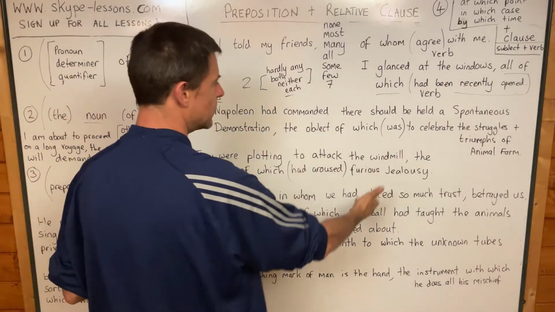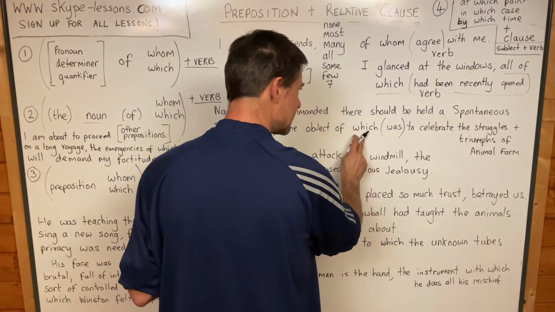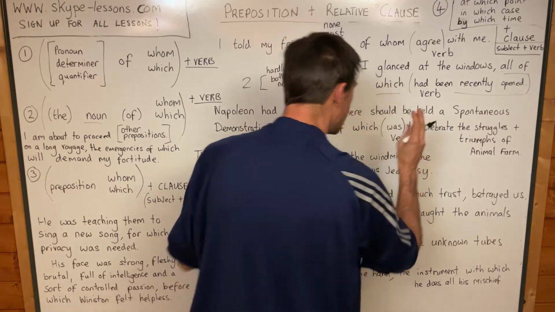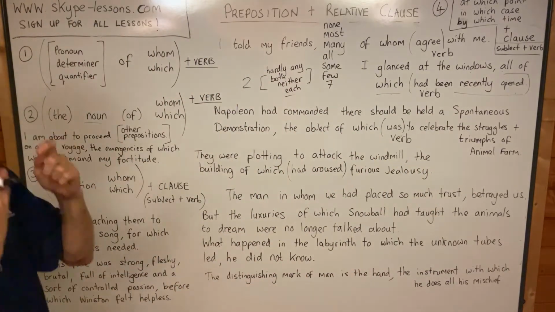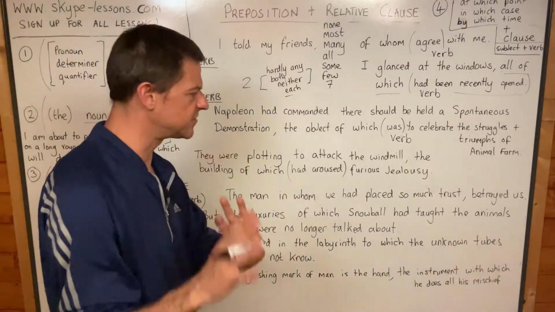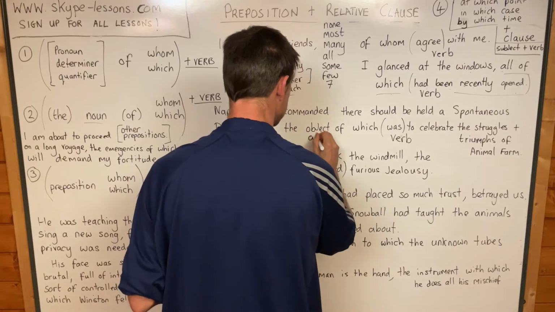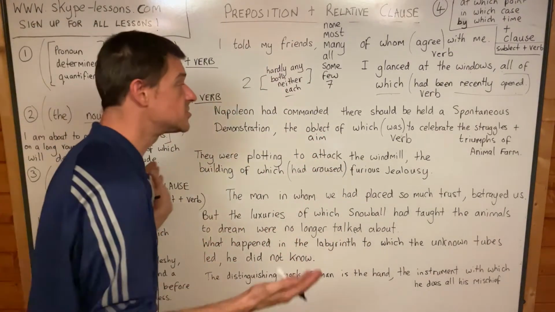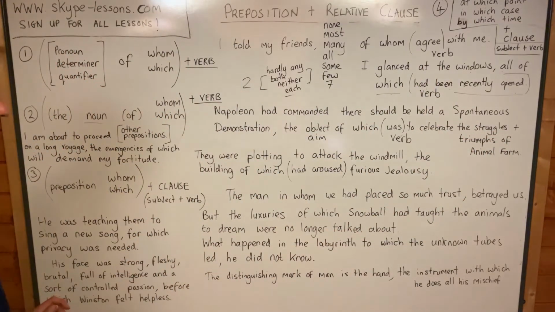The object of which was. Notice that straight away you get the relative pronoun and then the verb. You don't get a clause. Okay, that's why I'm separating these different forms, so that you can look at them and study them and see how they differ. So the object of which, remember, object means aim sometimes, and that's what it means here. The aim of which was to celebrate the struggles and triumphs of Animal Farm.